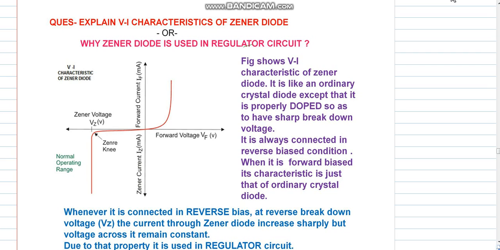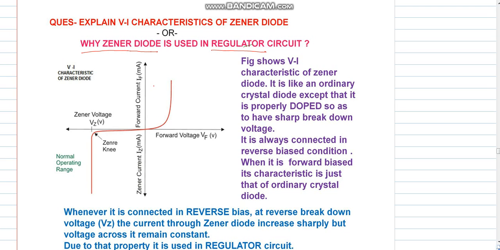The question is: explain the VI characteristics of the Zener diode, or why the Zener diode is used in a regulated circuit. Here the VI characteristic is shown.